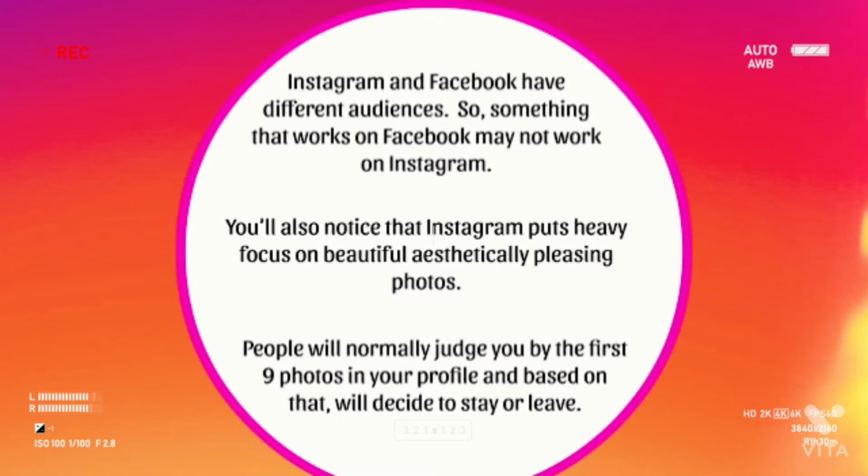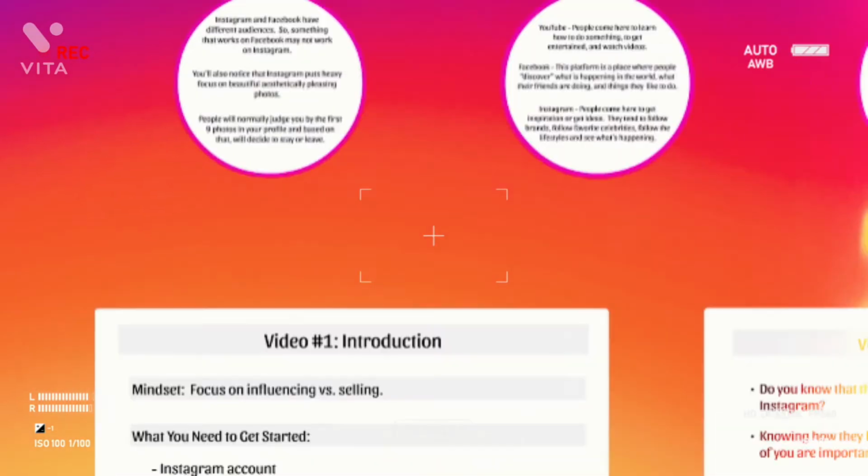When people go to your Instagram profile, they're going to see about a few images. And people will normally judge you based on the first 9 photos in your profile. And based on that, they will decide to stay or they will decide to leave. So you've got to make sure that you choose your best 9 photos up front. So when somebody comes to your Instagram profile, they see the best of the best, right?